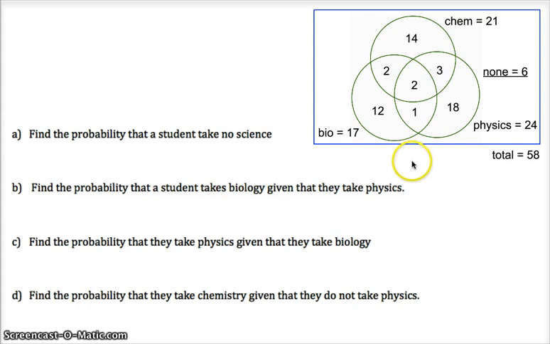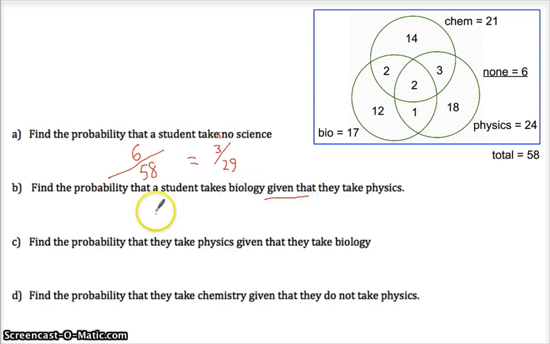Okay, so I recopied the problem here so I can see it on the same page as where I'm doing the actual questions. Find the probability that a student takes no science. Any randomly selected student, that's out of the whole group of 58. What's the probability that they take no science? Oh, I already figured that out. It's 6 out of 58. See, once you have all this sample space stuff figured out and who goes where, life is a lot simpler. Great.